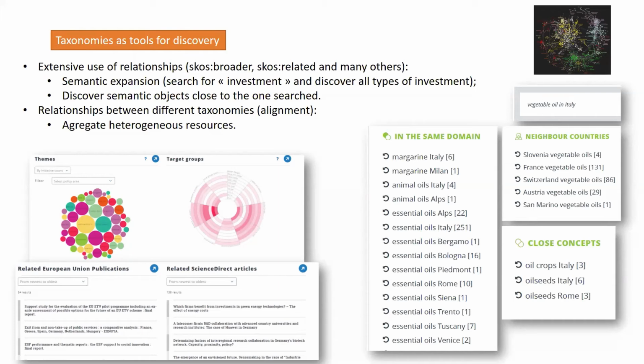That's very important because sometimes you type a search query which may be a bit fuzzy. And probably there will be 100 results under vegetable oil in Italy, but there will be also 500 results under vegetable oil in Puglia, because there are more olive trees in Puglia than in northern Italy, for example. So it's a way to help the user.